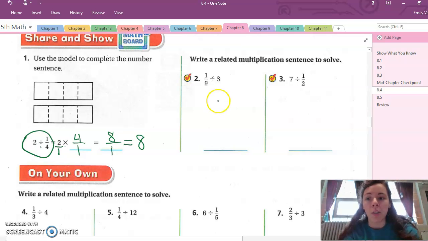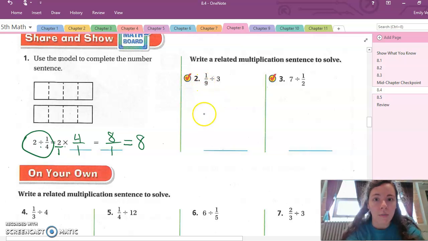Okay, I'm going to do number 2 with you really fast. Multiplication. Leave it, change it, flip it.